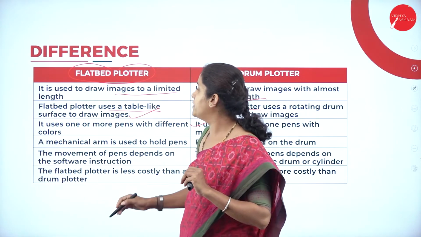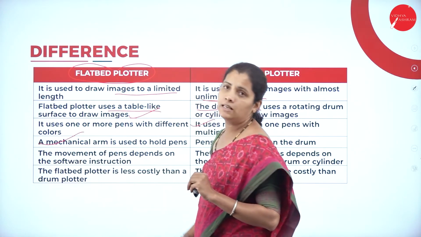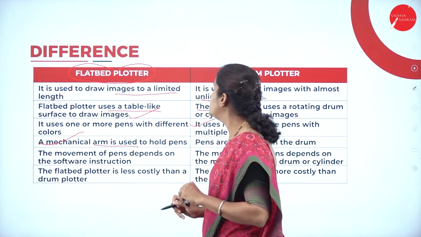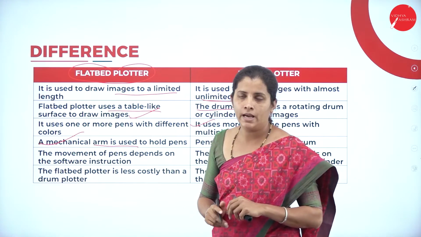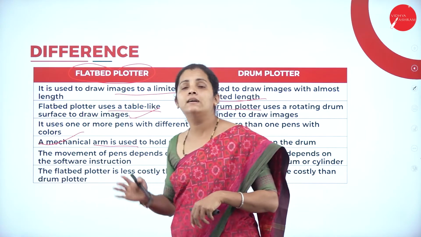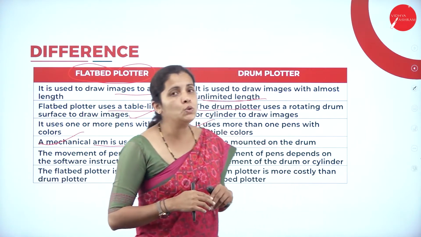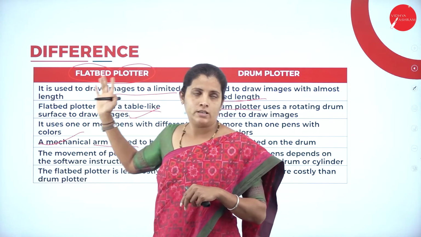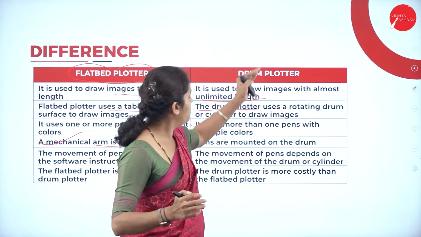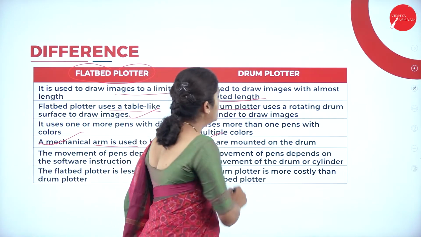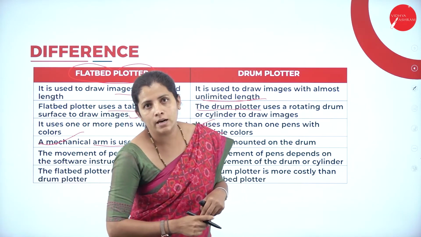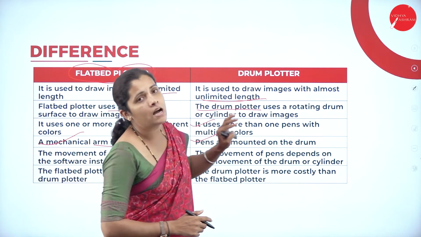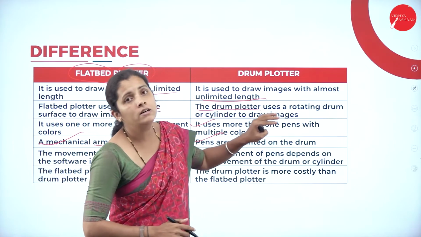The fourth difference: the flatbed plotter is a mechanical device, so a mechanical arm is used to hold the pen, whereas in the drum plotter, pens are mounted on the drum.